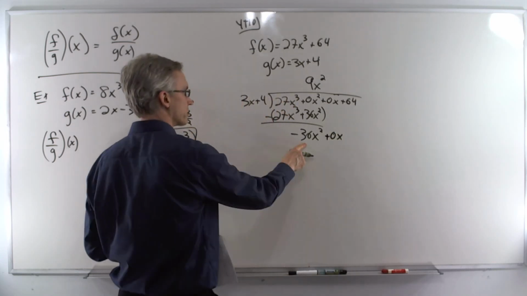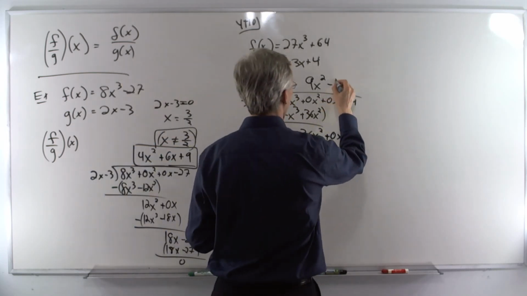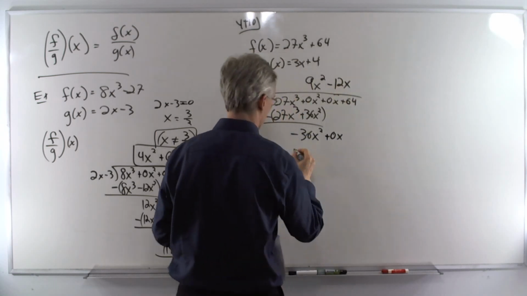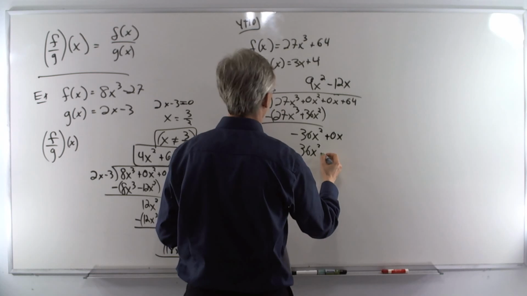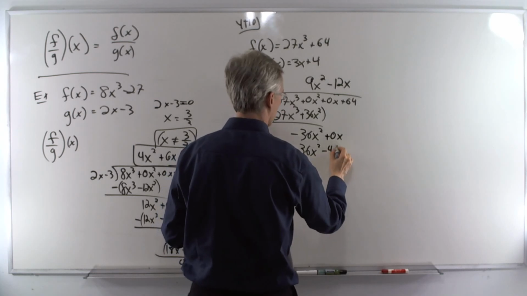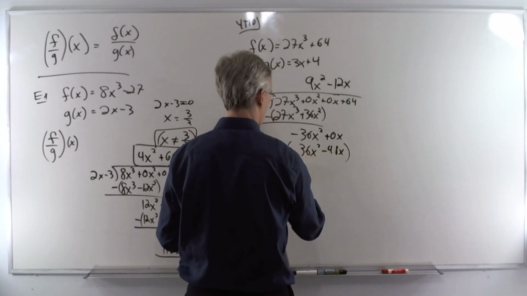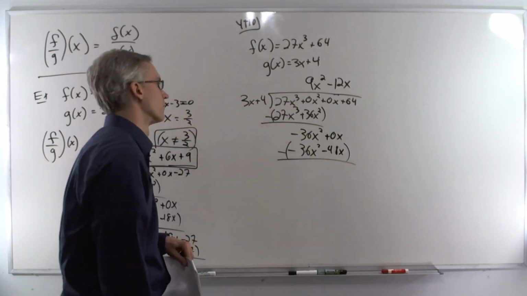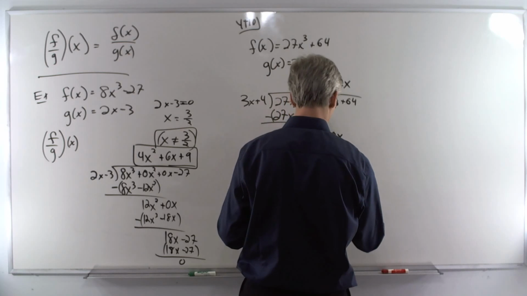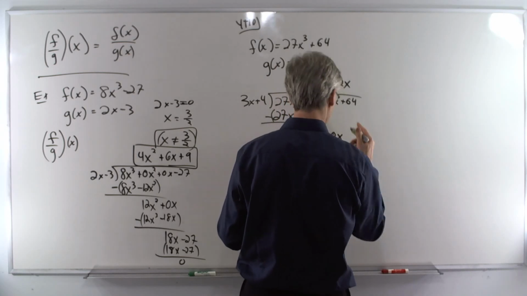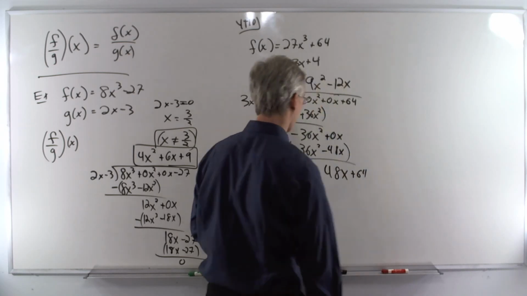All right, now we need to match 36, so that's going to be negative 12. So minus 12x. Minus 48x. And subtracting a negative, that's positive, so that's 48x plus 64.